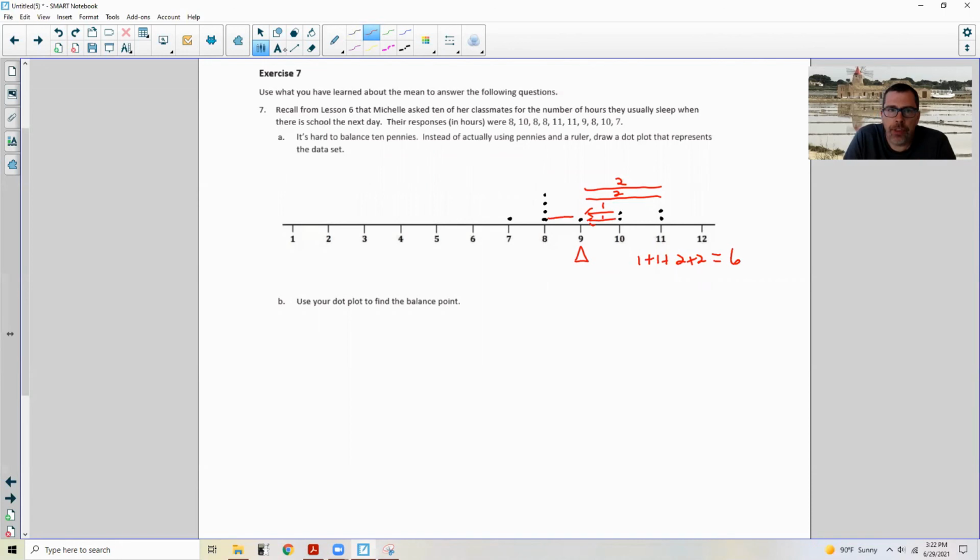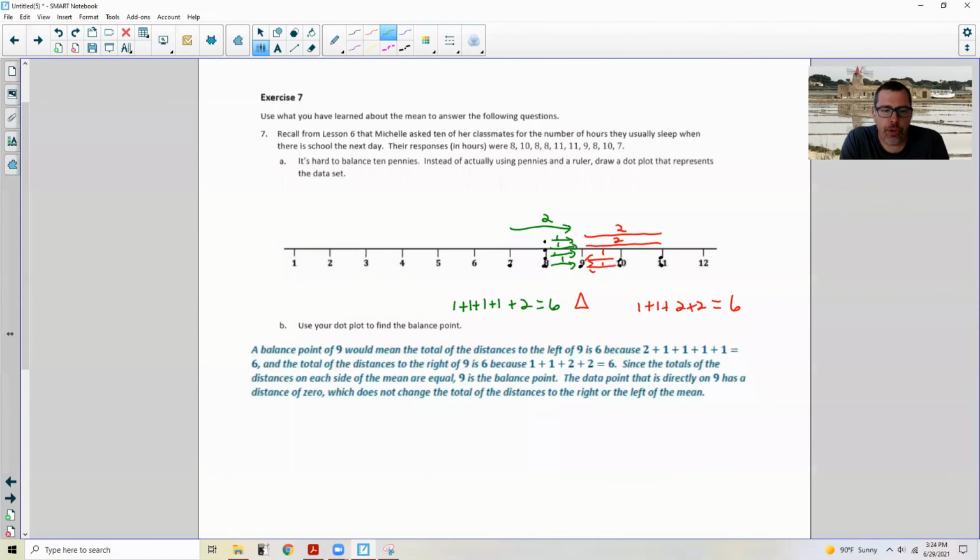This is 1. Let me change colors. Okay, so this is a distance of 1. This is also a distance of 1, and so is this, and so is this. So that's 1 plus 1 plus 1 plus 1. And then this one here is a distance of 2 plus 2. So 1, 2, 3, 4, 5, 6. And there you have it. Okay, so I was just approximating, and I started with this because it made sense to me, but it actually turned out to be the correct balance point of 9.